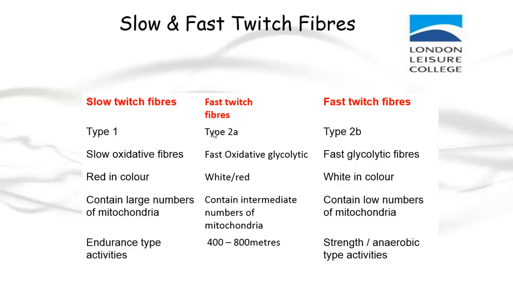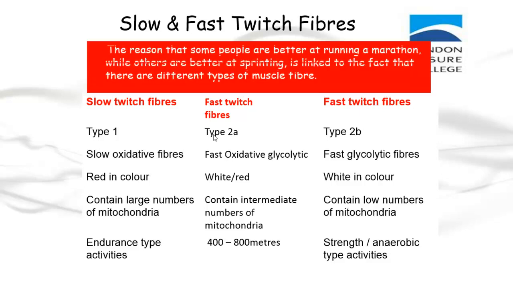Twitch fibres. So the reason some people are better at running a marathon while others are better at sprinting is linked to the fact that there are different types of muscle fibres. Okay, so we have slow twitch muscle fibres, and these are also known as type 1 muscle fibres. So, slow oxidative fibres, what does that mean?